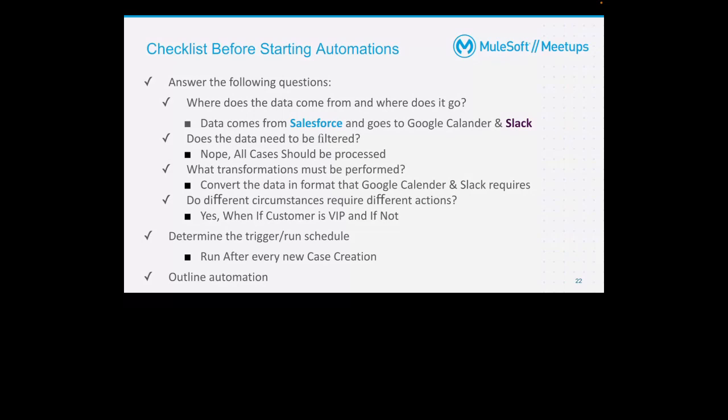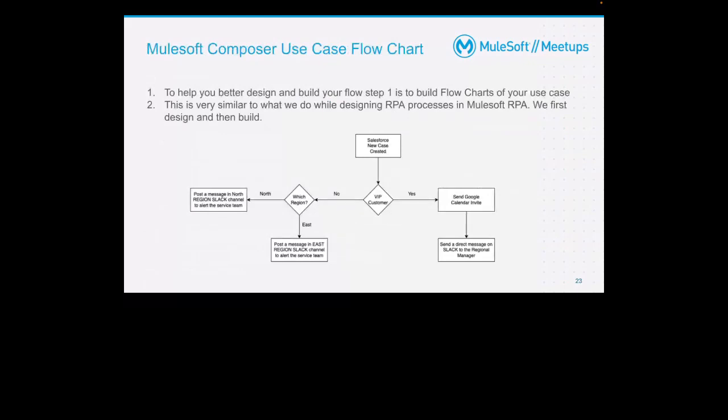So I have answered all of these questions. First, I came to a conclusion that yes, Composer is the right tool for this business process to get automated. Second, I answered these checklist items, which help me understand the MuleSoft Composer flow and design it in a much better way. Whenever you are creating a Composer flow, I would say first create a flow chart. This flow chart helps you understand and visualize the flow in a much better way. So right now, if my case is created, I would first check if it's a VIP customer or not. If it's a VIP customer, I would send a Google Calendar invite.